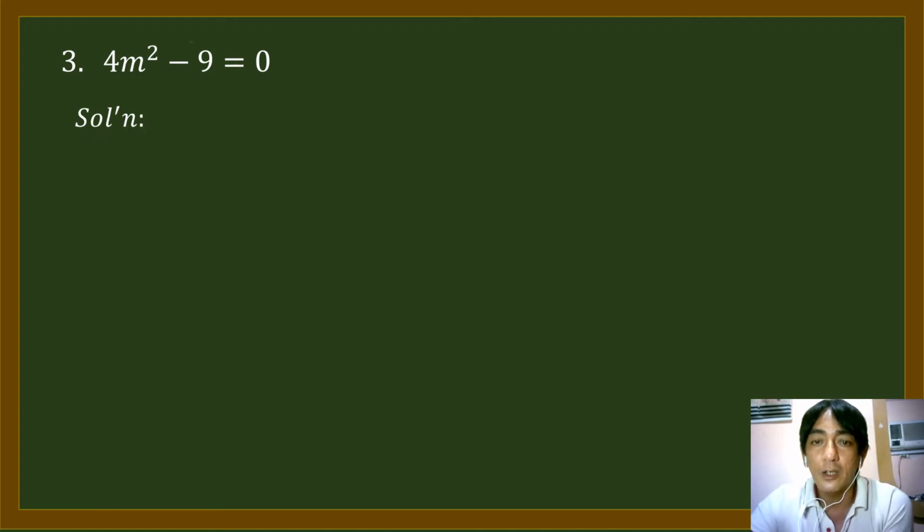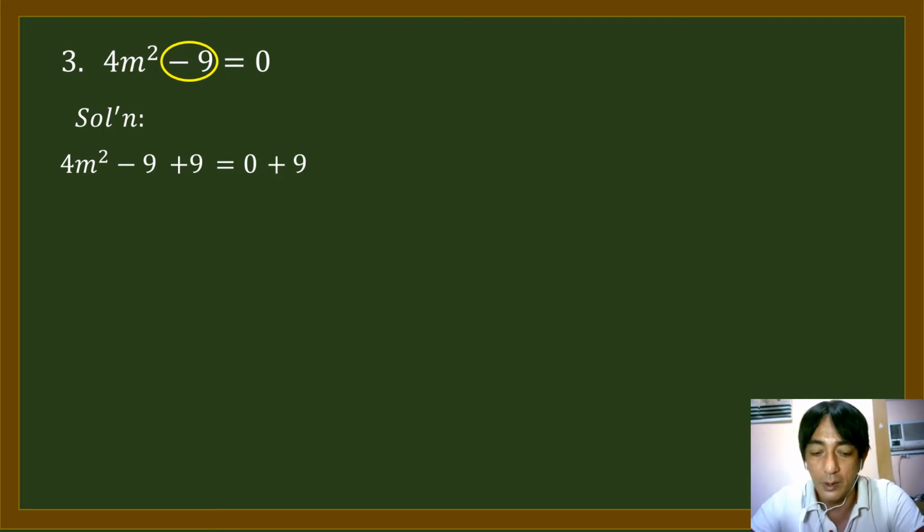Okay, so remove muna natin yung constant na negative 9 sa left side ng equation. So kunin natin yung additive inverse niya, which is positive 9. So let's add 9 to both sides of the equation with the application of the addition property of equality. So this will become 0 now. On the right side is 9. So we have now 4m squared equals 9.